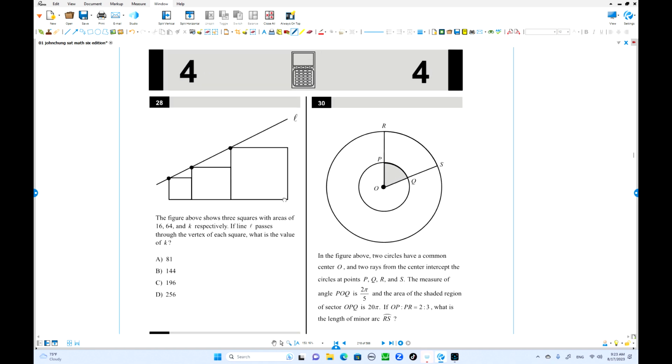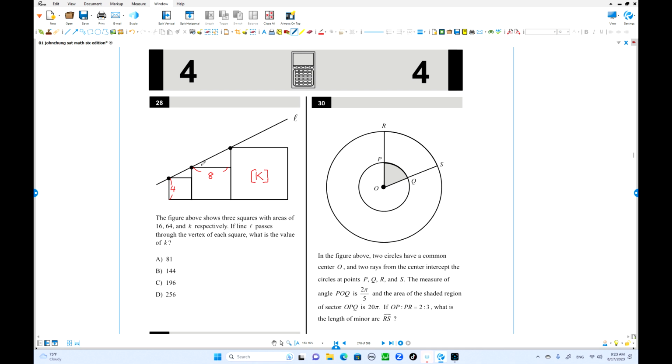Right, number 27. So we have 3 squares. The areas are 16, 64, and k. This area is 16, so each side is 4. This one is 64, each side is 8. So what is this area? K. K is the area. What is the value of k?